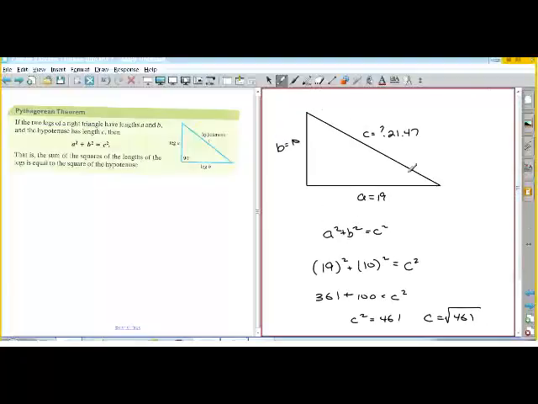If you're ever walking and you decide to take a shortcut, you can see why taking the shortcut across the field is much easier. If you go around the field, you're going to add these two lengths together. 10 plus 19 is 29, whereas if you take the diagonal, you only have to walk 21 units, whatever those units are.